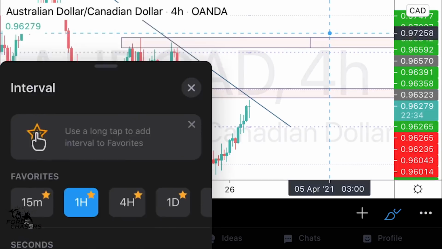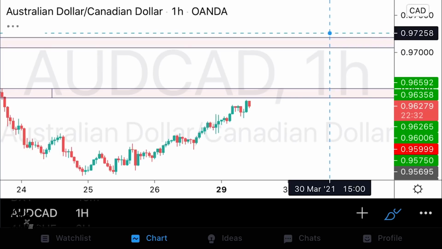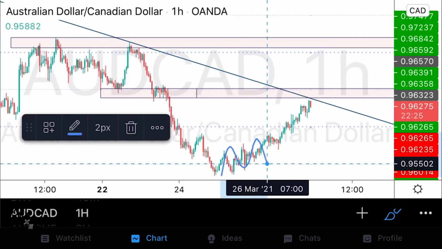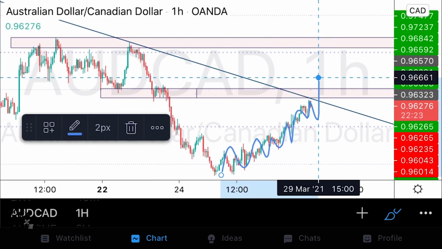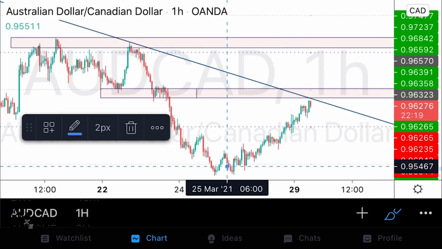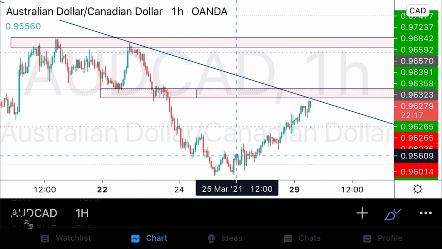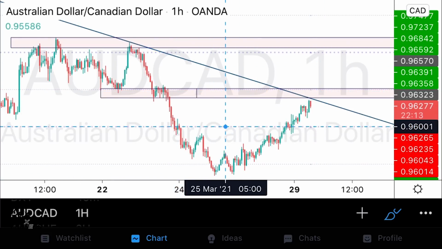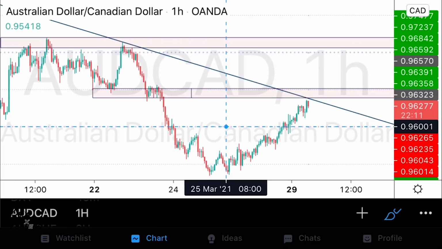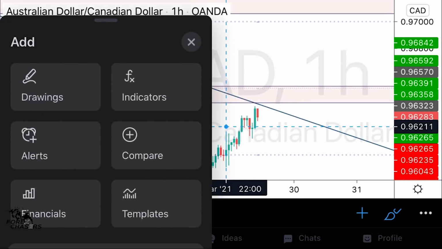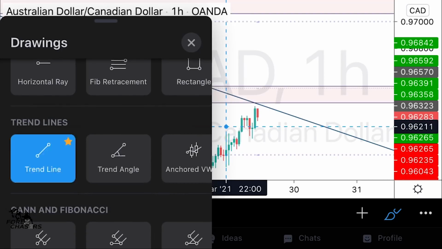Now let's just go down onto the H1 and discuss what the H1 structure is doing. What we can see from an H1 perspective is that we are sort of correcting into this resistance area. If we look at the nature of this price action versus the nature of this price action, we can clearly see that this is a lot more corrective than this price action on our left hand side. Hence, we are assuming that we're going to at least shift into a potential downtrend.